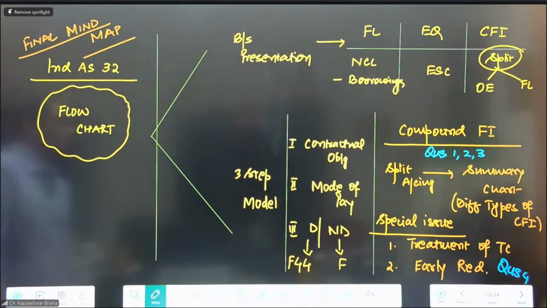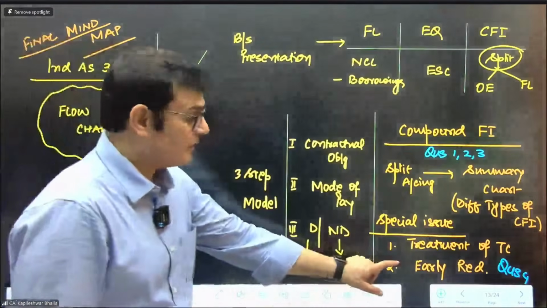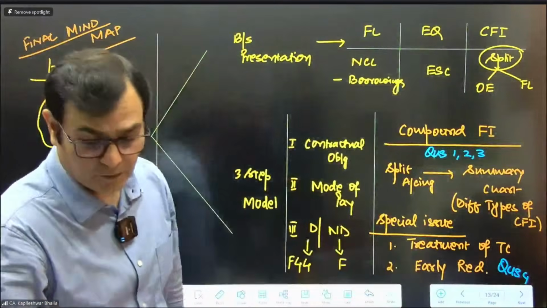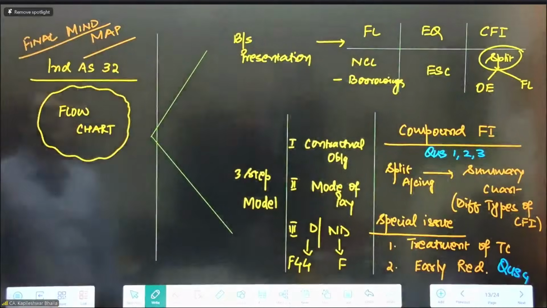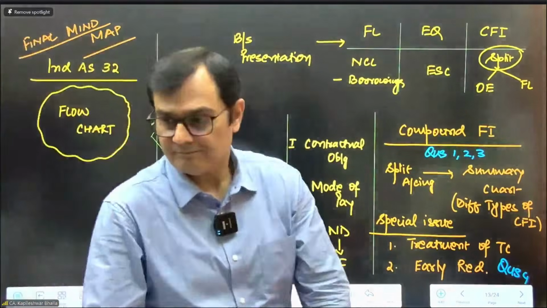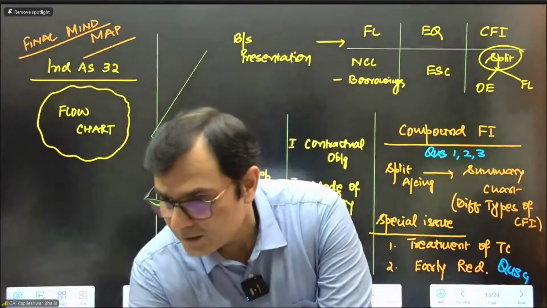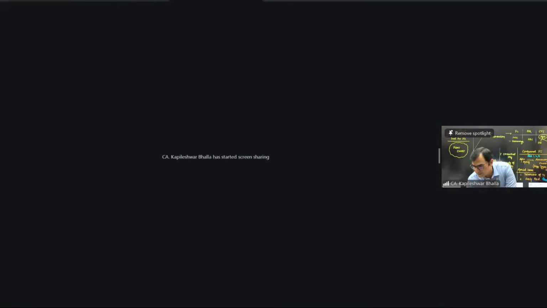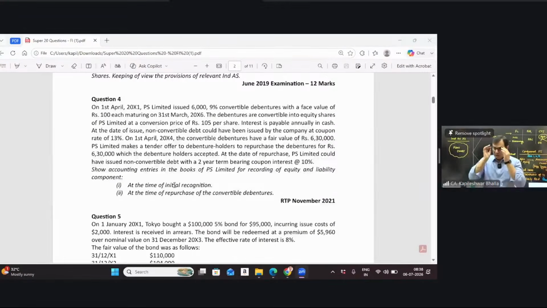Now we are just going to do a quick discussion, as we said, on the early redemption, and then we'll close Ind AS 32 with you. So let me share the screen back again, and we'll have a look at question number 4 once again. We'll make a quick run through.